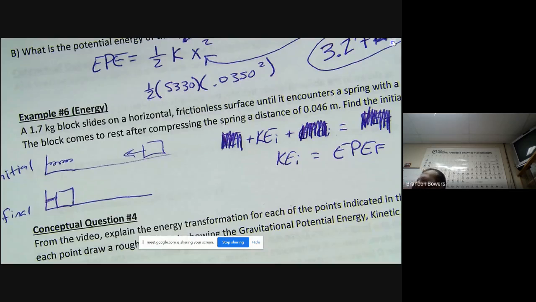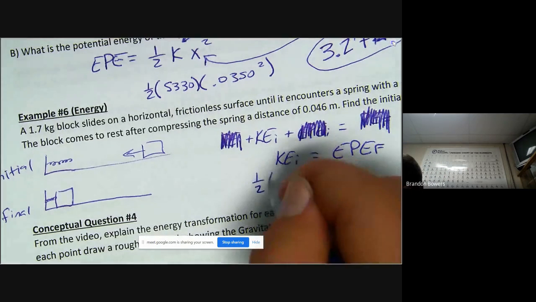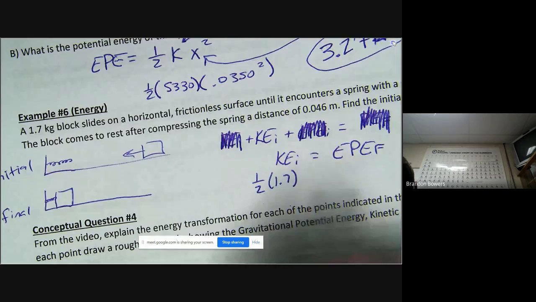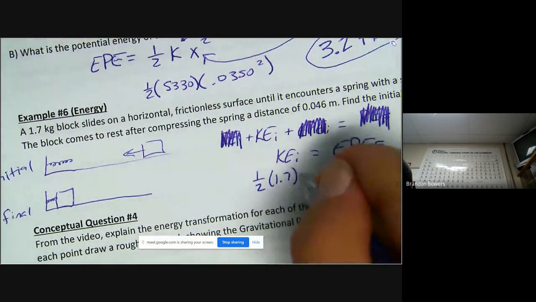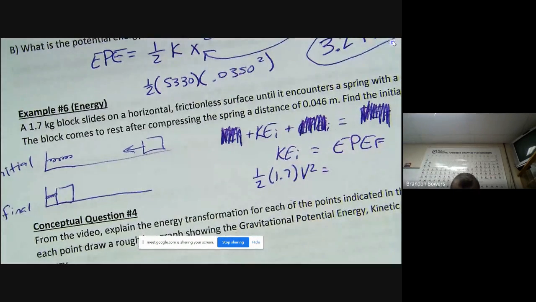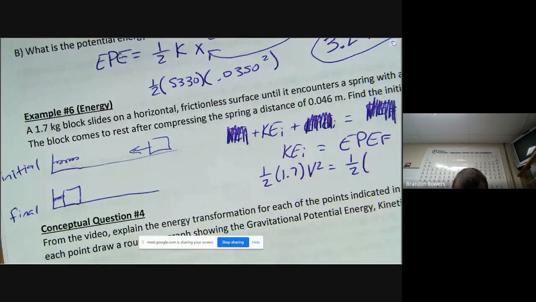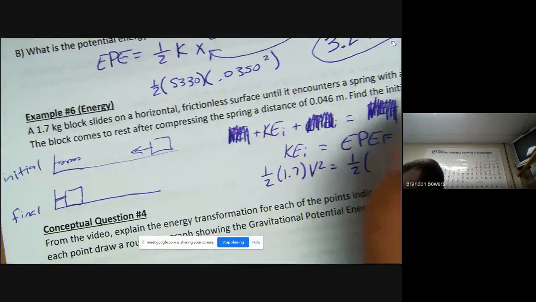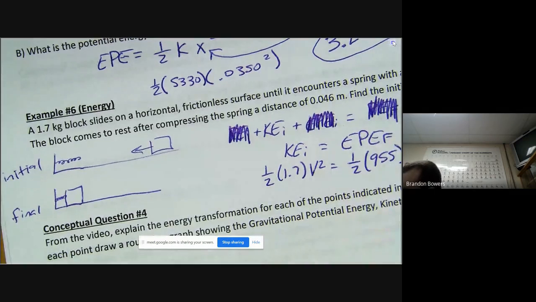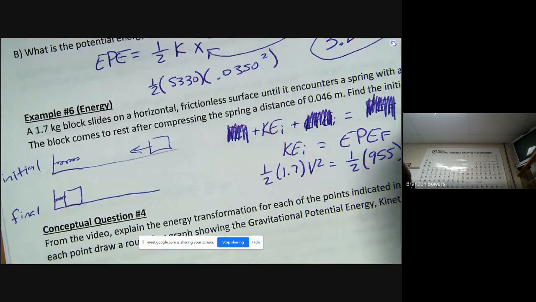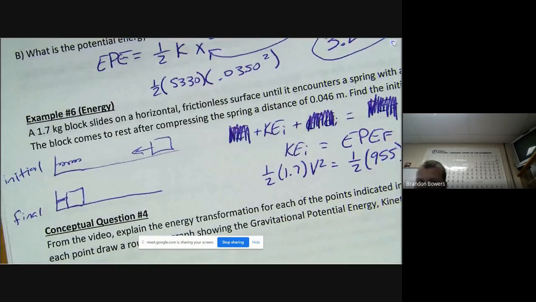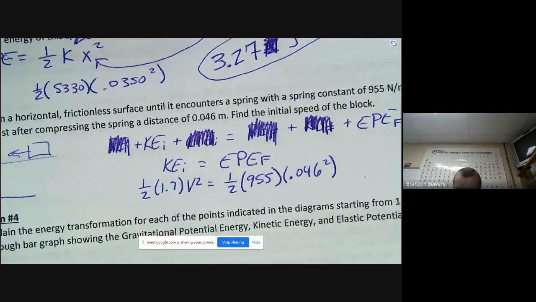There's a lot of factors to consider, but a lot of them are zeros, which makes our job pretty easy. So I have half the mass, 1.7, times velocity squared, which I don't know, is equal to the elastic potential energy, which is 1/2 times the spring constant. The spring constant was 955 times x squared. So x was 0.046 squared. And all you have to do is solve for v.